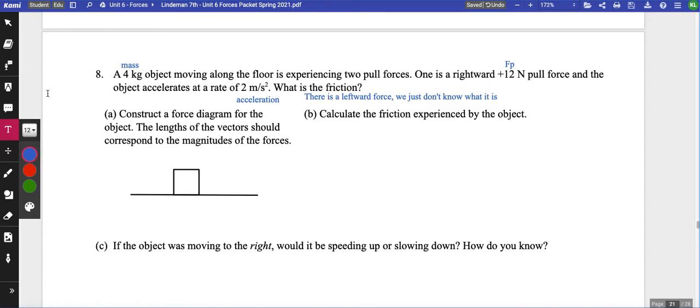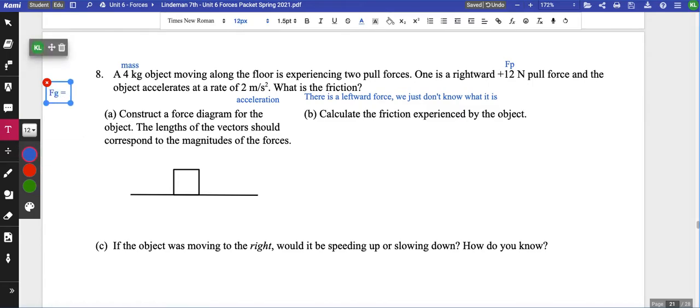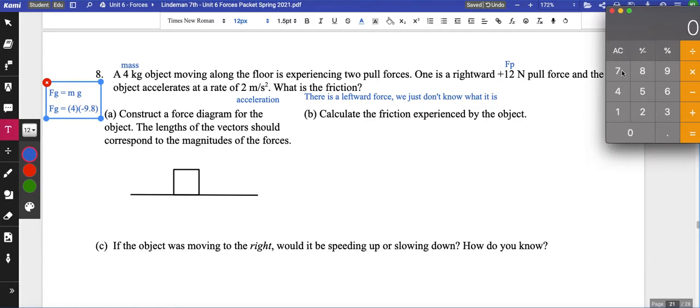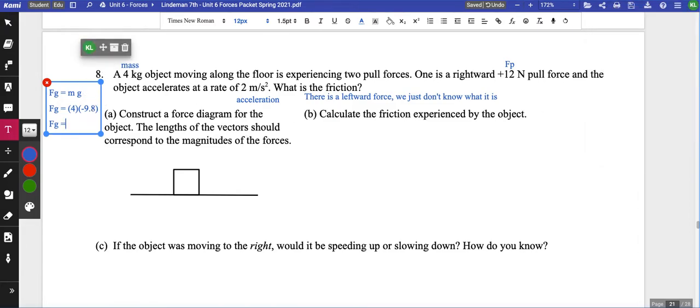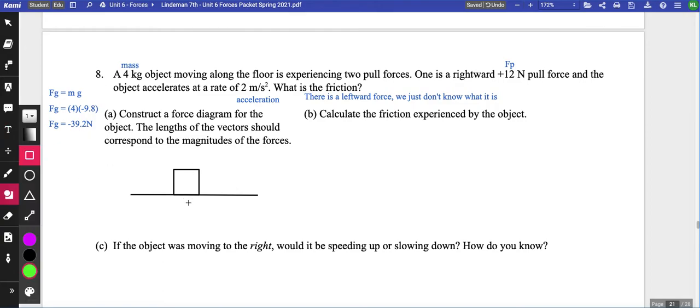All right, so we start off by solving for Fg. And remember, Fg is just equal to mass times gravity constant. So Fg is equal to 4 times negative 9.8, and we get negative 39.2 newtons. I'm going to go ahead and plug that in here. It's much larger than my net force of 12, so I'm going to make this arrow my long arrow.